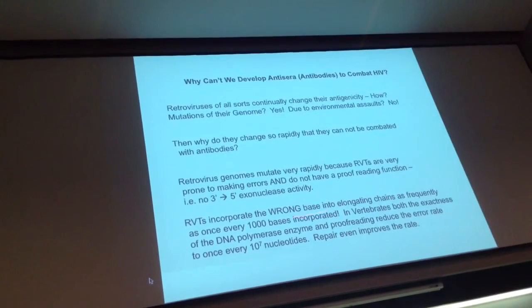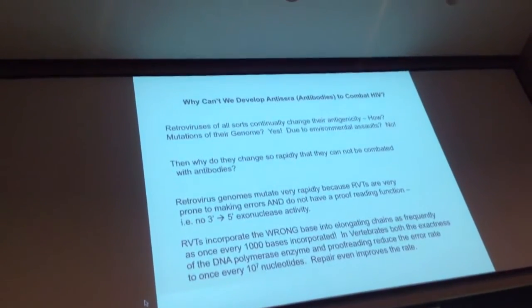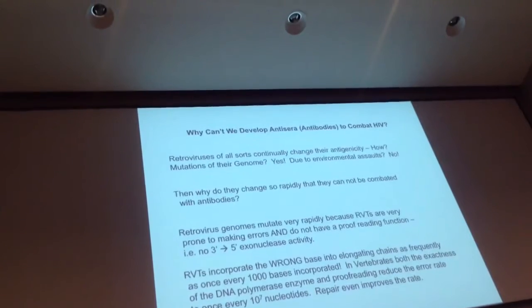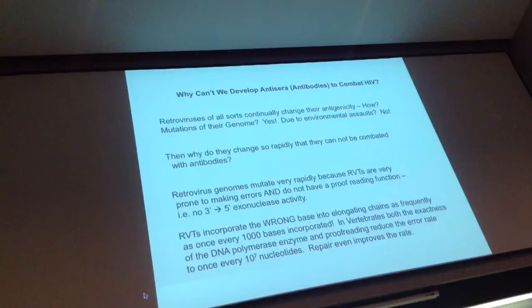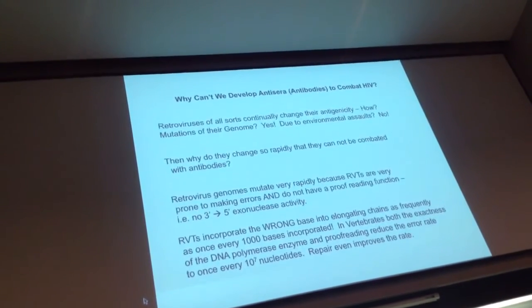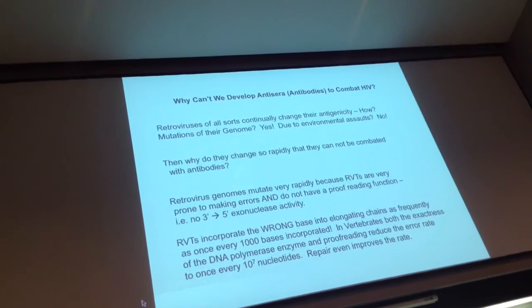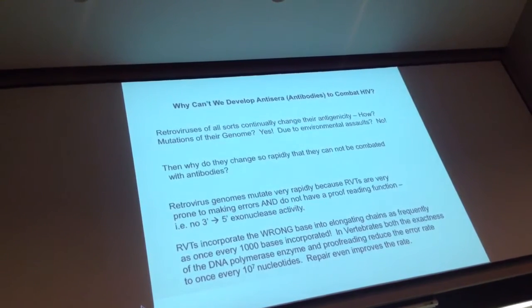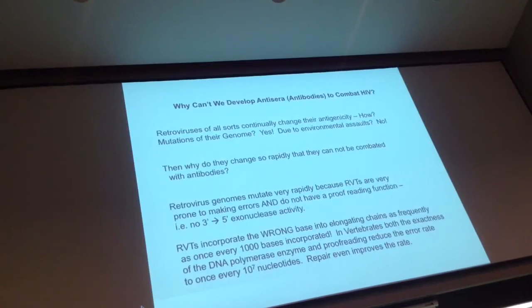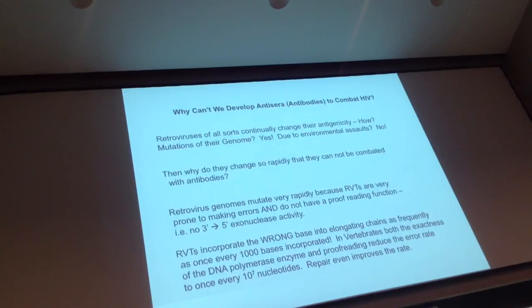RTs incorporate the wrong base every 1,000 bases, not every 10^5, like eukaryotic cells. 10 to the 5th is 100,000. But every 1,000 bases, they incorporate the wrong nucleotide, causes a mutation, and that mutation has a chance of changing a protein on the surface or something that changes their antigenicity. So when we try to make antibodies to fight viruses, it's tough because while we're still trying to make them, they're developing new antigens already. So once we get an antibody, it no longer recognizes the original antigen.